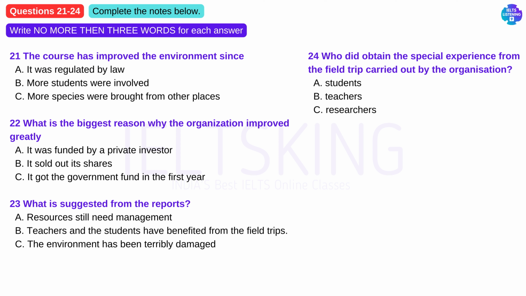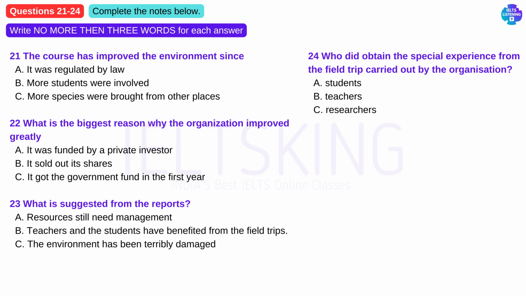In order to do this, we need to get a lot more students involved in the project. So I am very pleased to hear about your interest. Well, the project sounds fascinating. I would definitely like to be involved. Absolutely. Over the years, we have received funding from private investors and from selling shares. But the biggest improvement in our research came from a government fund that we received in the first year. This has greatly improved the organisation, and we have since won prizes for our research.